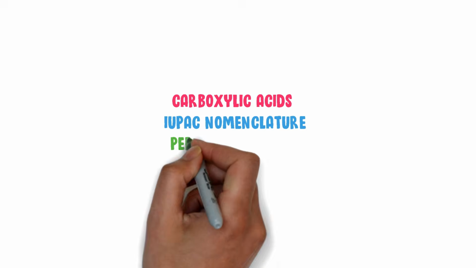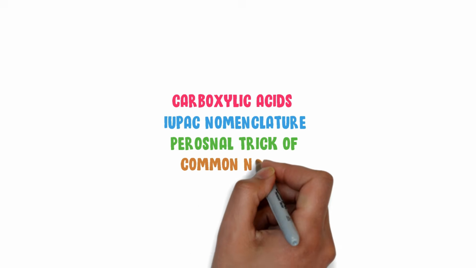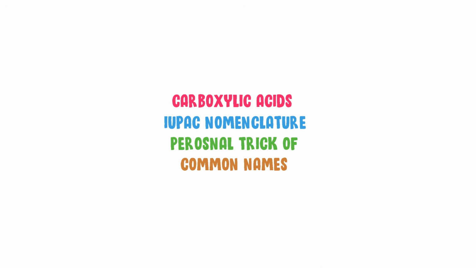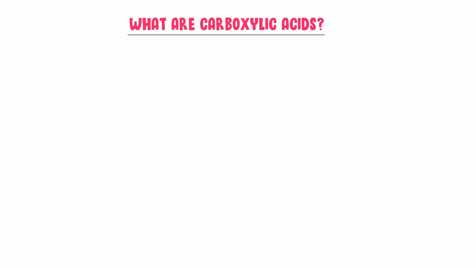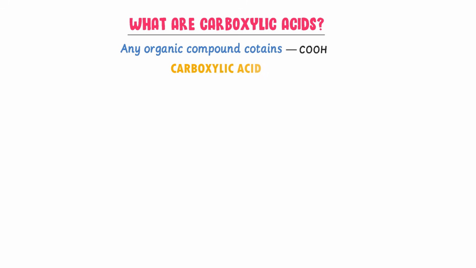Carboxylic acids, IUPAC nomenclature of carboxylic acids, and I will teach you my personal trick to learn common names of carboxylic acids. Firstly, let me teach you what carboxylic acids are. Well, any compound that contains the carboxyl group COOH is called a carboxylic acid.